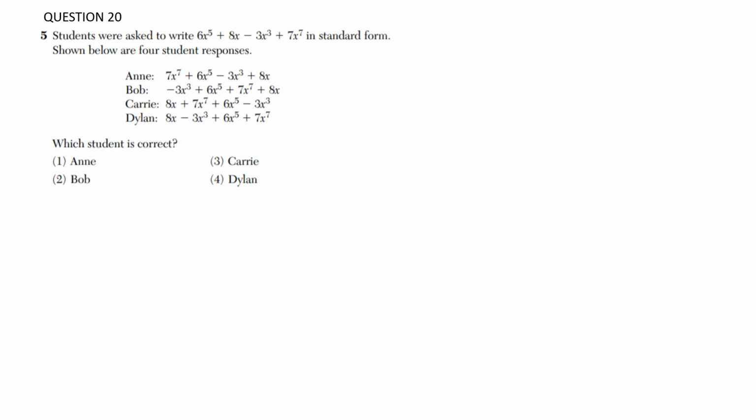So let's really redefine what standard form is, where you put each one of these terms in decreasing degrees, right? So you start off with the highest, which would be 7x to the 7th, plus next one up would be 6x to the 5th, plus this one would be minus 3x cubed plus 8x. And now it's all in order, and this would be our standard form. So which student has this as their answer? And it looks like it's Anne. So Anne's our correct answer.